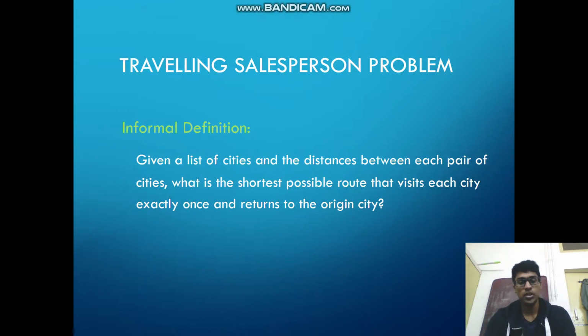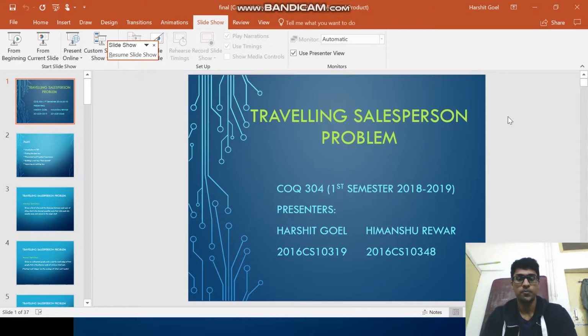So the informal definition of this problem is simply given a list of cities and the distances between each pair of cities. What is the shortest possible route that visits each city exactly once? So let me explain this to you with an illustration.